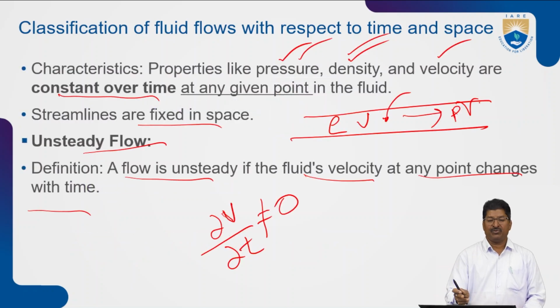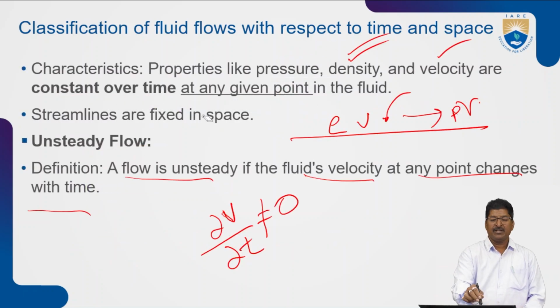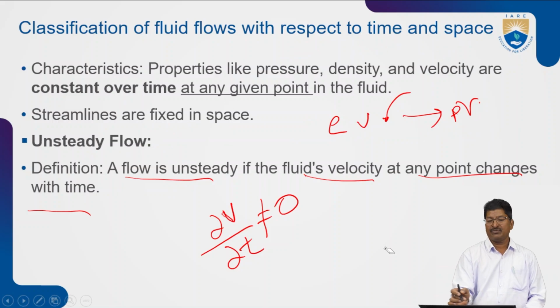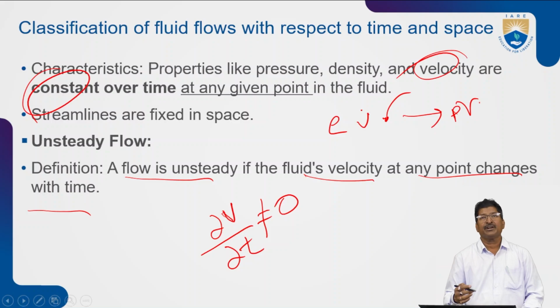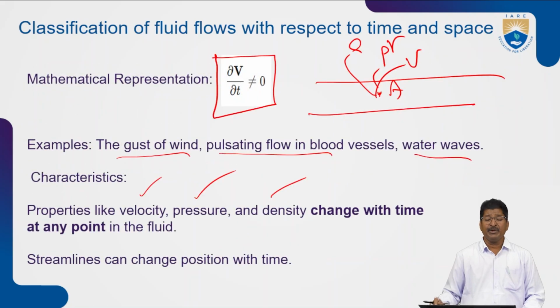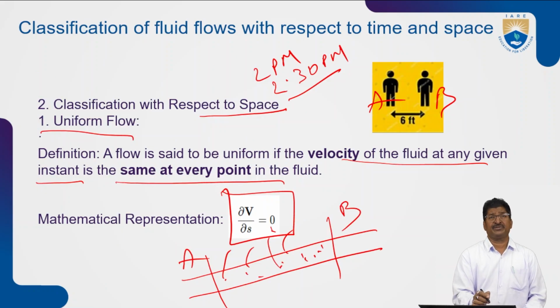And unsteady flow. Unsteady flow means the velocity is changing, so velocity is not constant at any given time. The mathematical representation is dou v by dou t is not equal to 0. That means velocity is not the same at different points of time. That is unsteady flow.